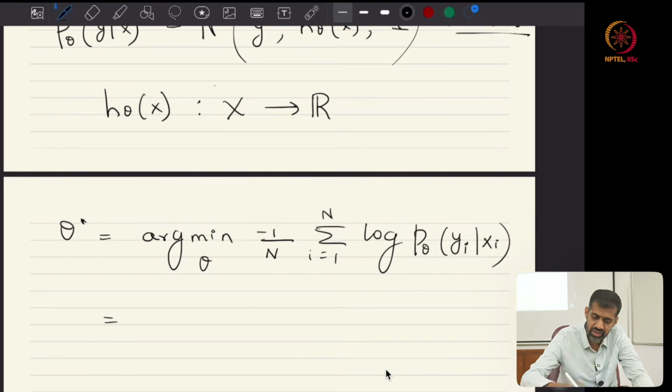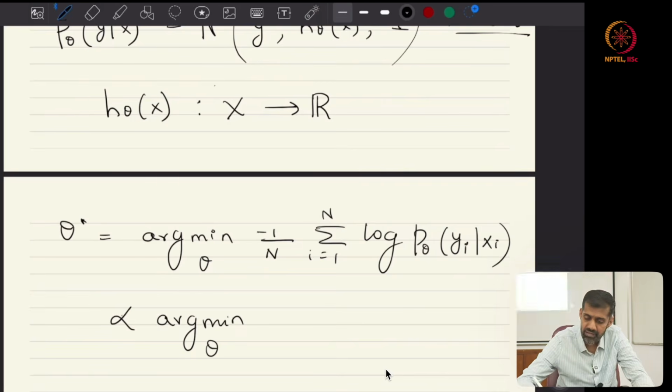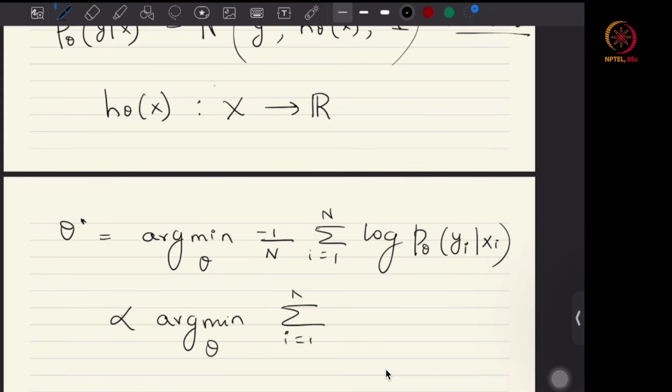So I will skip the algebra. I'll just write this as proportional. I'll leave all constants. Okay, so we have log of e power yi minus h theta of xi squared, correct?